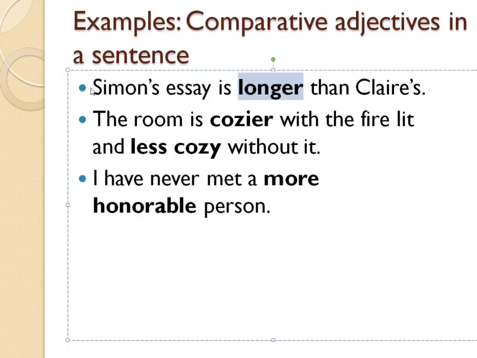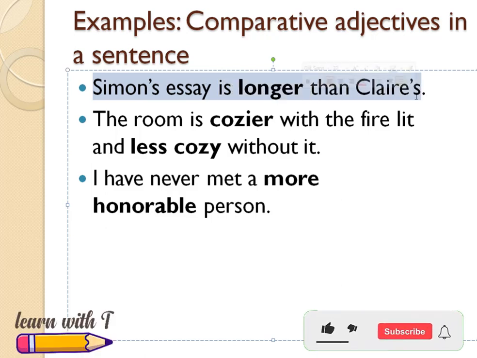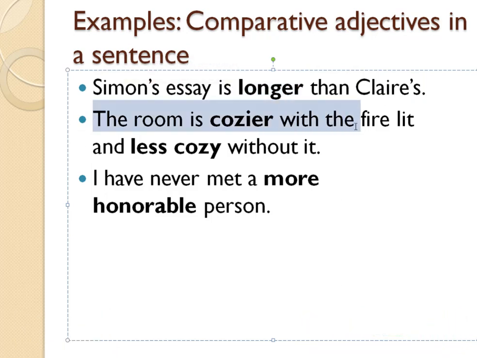Let's look into some of the examples. Over here we have the first sentence, Simon's essay is longer than Claire's. First of all, two things are being compared, and then a comparative adjective has been used over here, that is longer. Then, the room is cozier with the fire lit and less cozy without it.